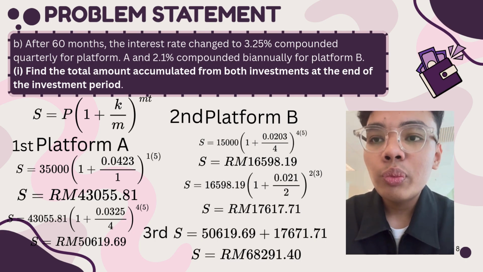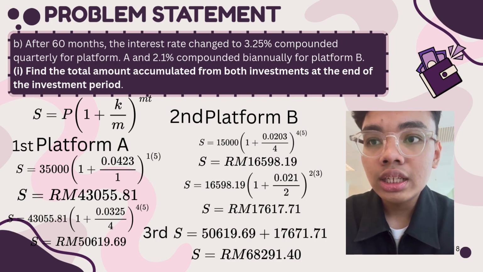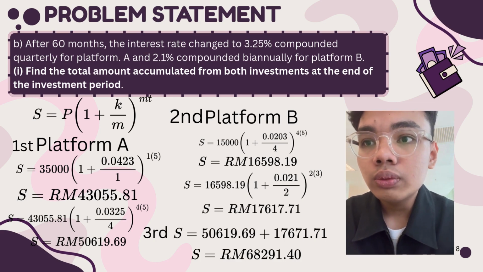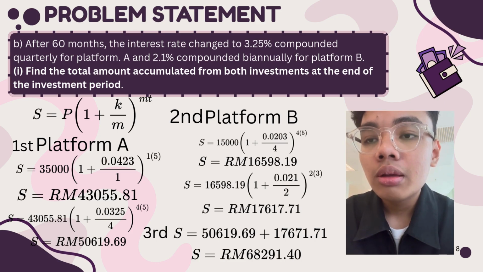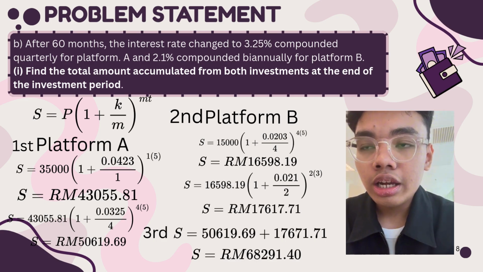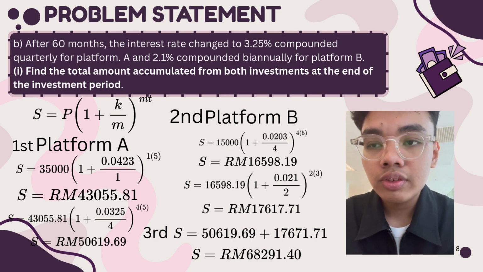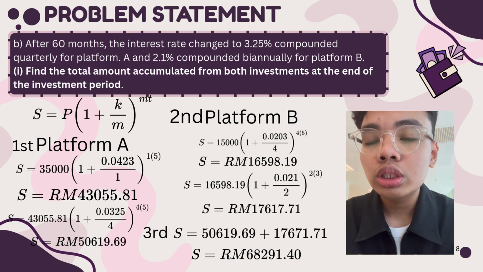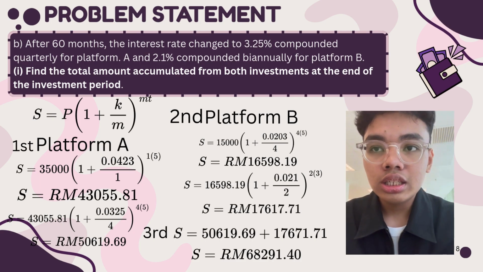Now for platform B, we will be doing the same and change the t. So the answer we get is 1916598.19. After getting the answer, we're doing the same, but the changes are the P, k, m, t. How I get the 3 is I minus the 8 and 5. So the answer will be 3, and the answer I will get is 17617.71. After getting both answers, we're going to combine both of them to get the final answer, which is 68291.40. That's all. Thank you.